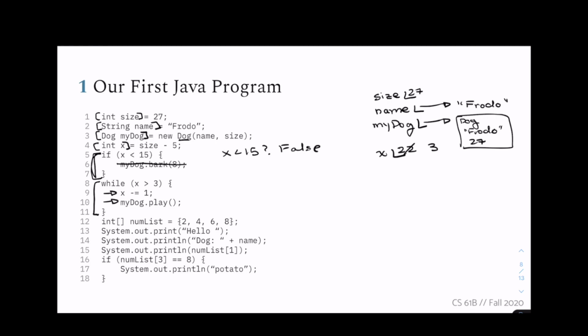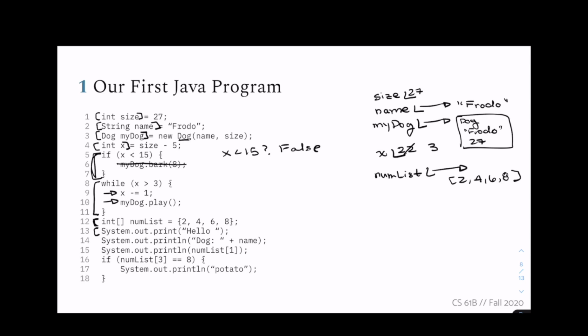Moving on, the next block of code right here is instantiating an array, an integer array specifically. Like strings and dogs, arrays are objects, not primitive types, so it points to where the list is in memory. Put it underneath because I ran out of room. Like that. And then we move on.